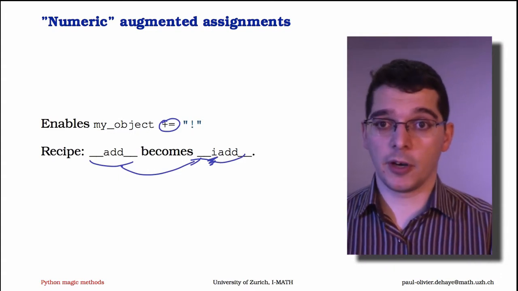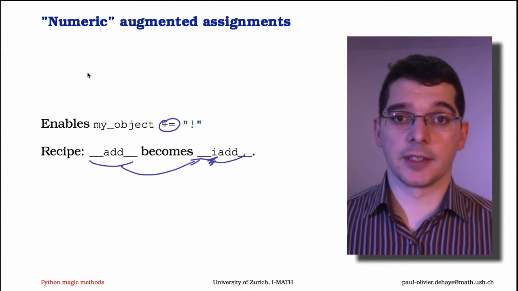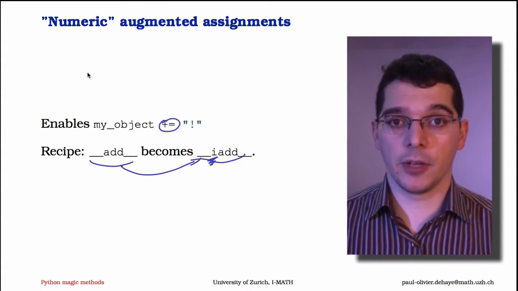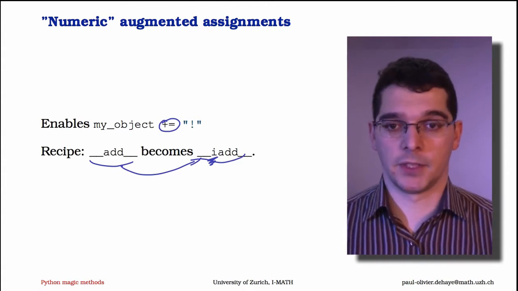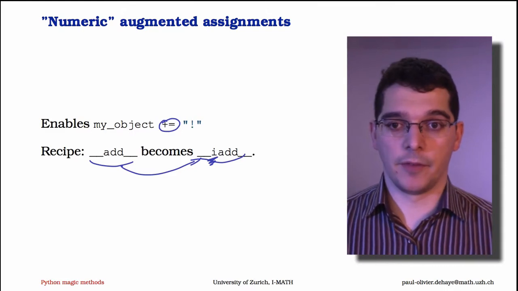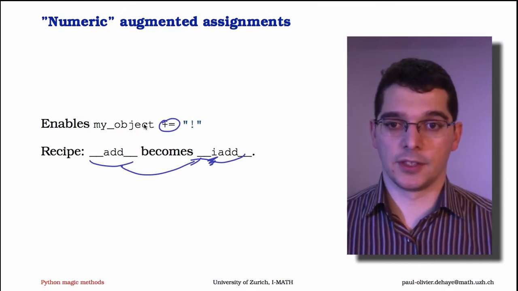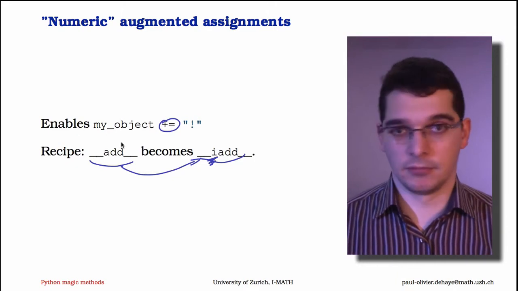And I put numeric because there's no reason to expect this to just be used for numbers. It can be used for any object. So you could have some vehicle where you do plus equal a person. This is just adding a person to a vehicle. That would work as well.